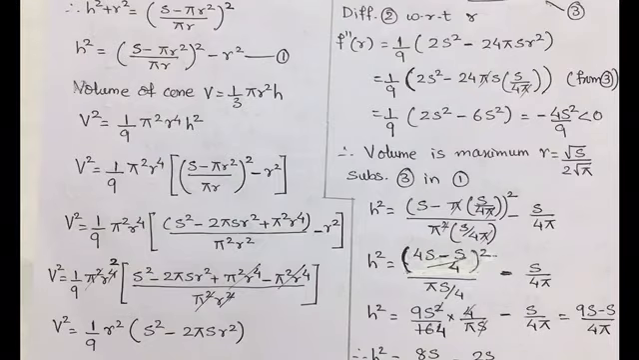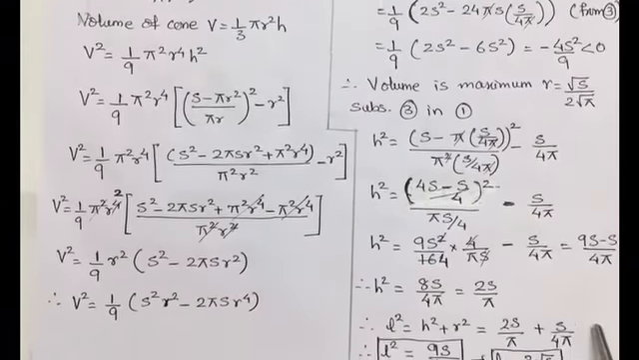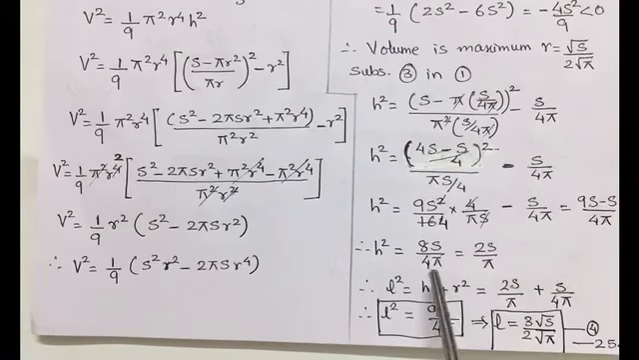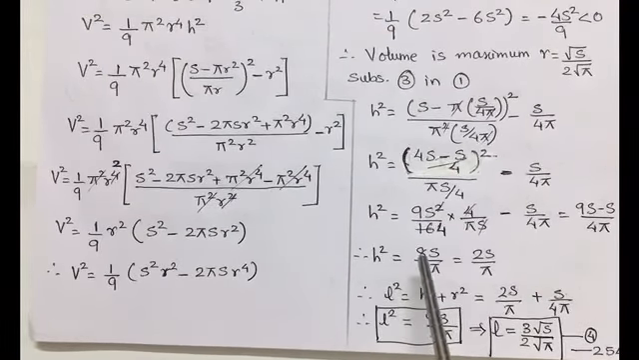That makes it 8S upon 4 pi. So 9S minus S gives us 8S upon 4 pi. That is the value of h square. Again cancellation gives 2S upon pi. Now we have to prove that it is sine inverse 1 by 3.